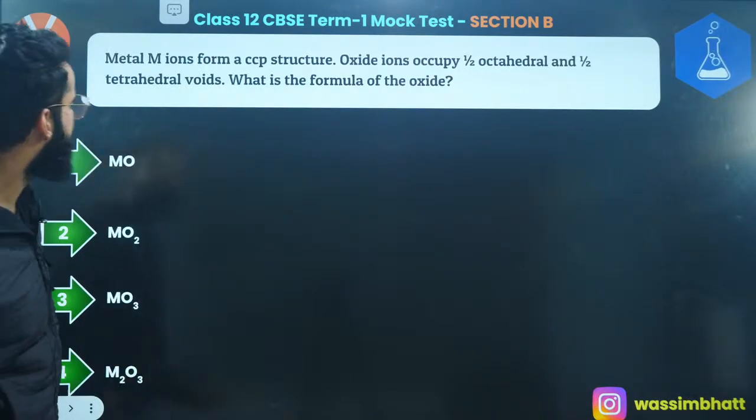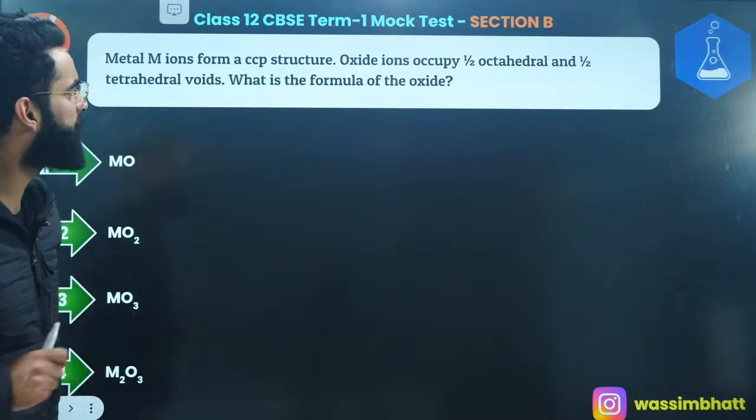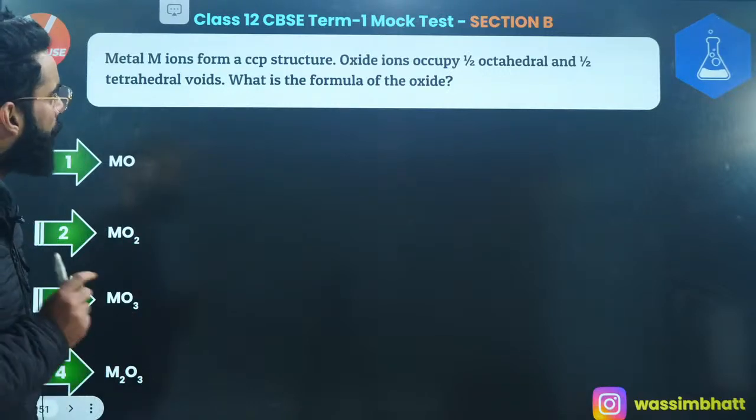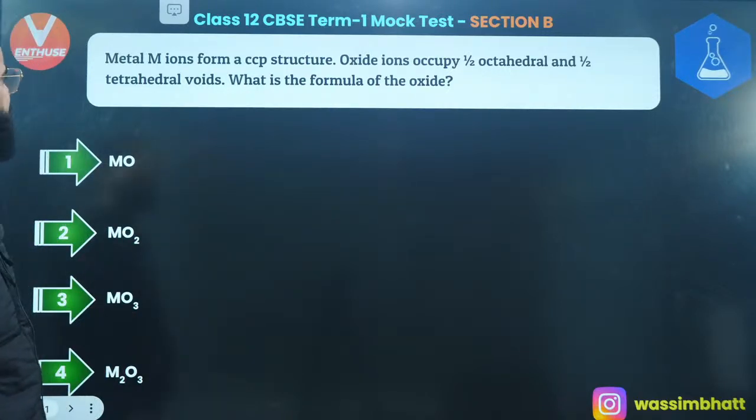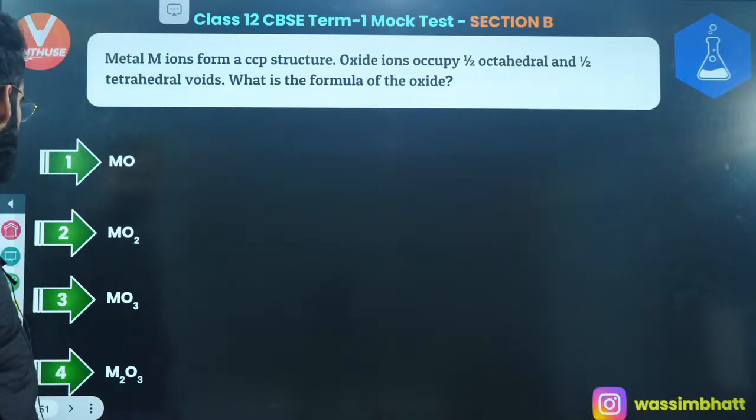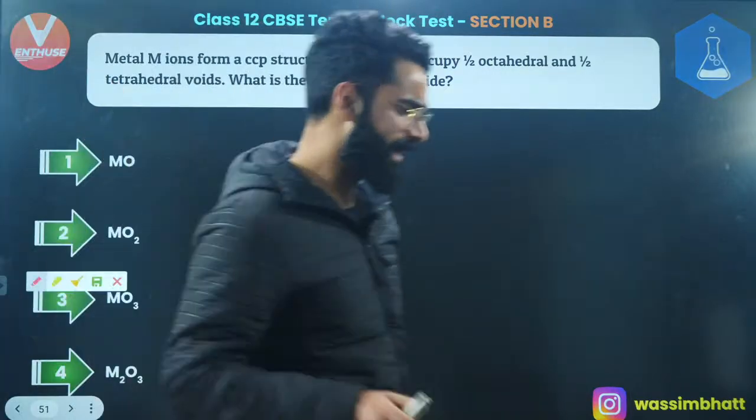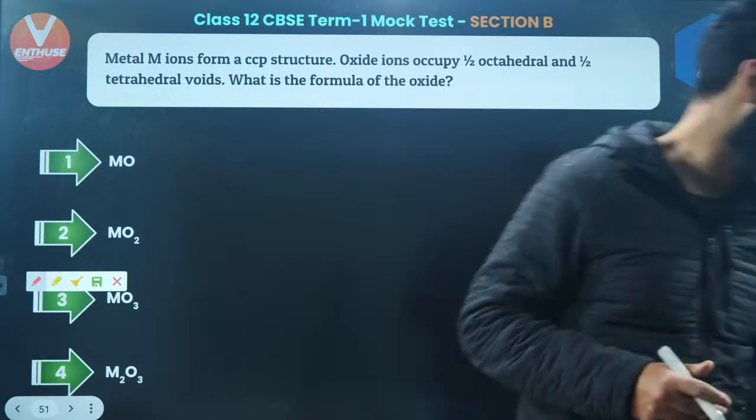Okay. Metal M ions form a cubic closed packed structure. Oxide ions occupy half of the octahedral and half of the tetrahedral voids. What is the formula of the oxide? Can you give it a try? Then only I can solve this question. I want you guys to give it a try first of all.